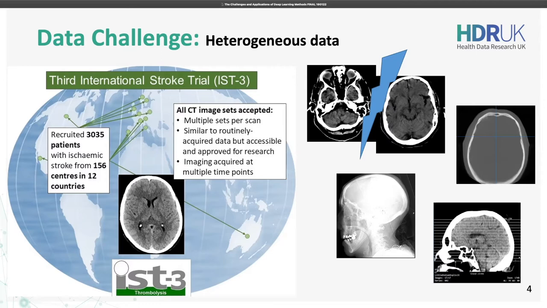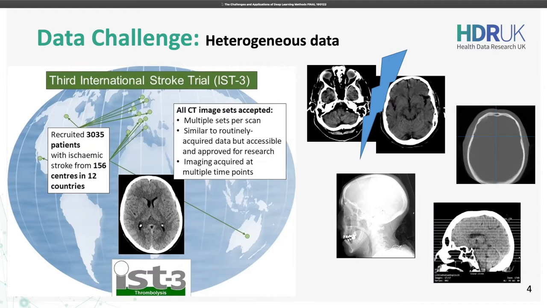And similarly, there were minimal imaging acquisition standards given to the centres for IST3. So whilst they said, please send us a CT brain scan, like you can see in the middle of the image, at baseline when the patient arrives in hospital and at 24 to 48 hours, very little restriction was given otherwise. So they kind of just sent everything that they would normally do. Therefore, this is highly heterogeneous, but quite representative of routine care.